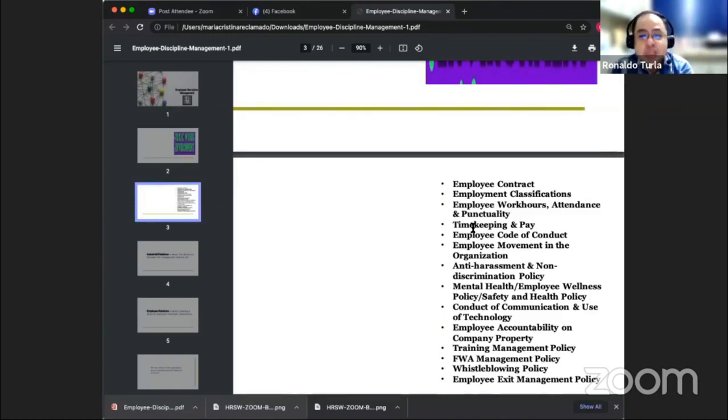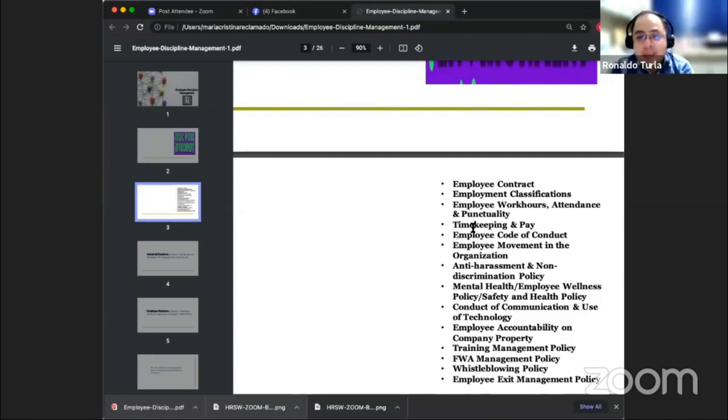Conduct and communication and use of technology, it's also a regular part of the policy. Employee accountability, yung mga issuance of assets, no, or even yung mga properties that will be assigned to the employee. So that will be something na you should write down, no, a policy.